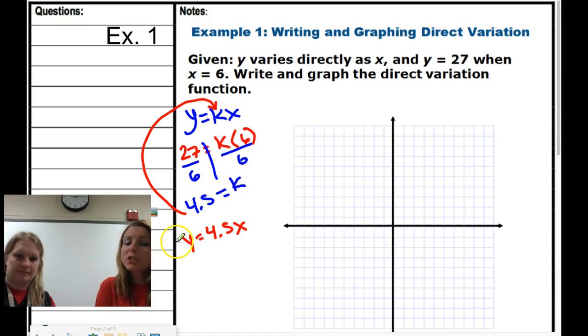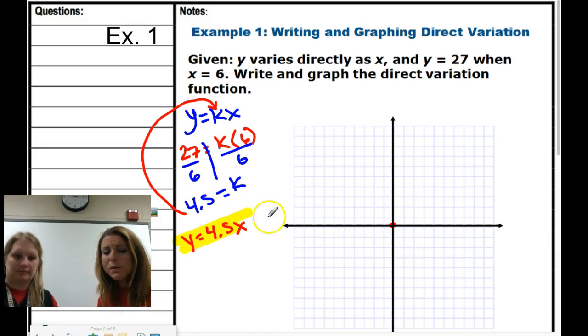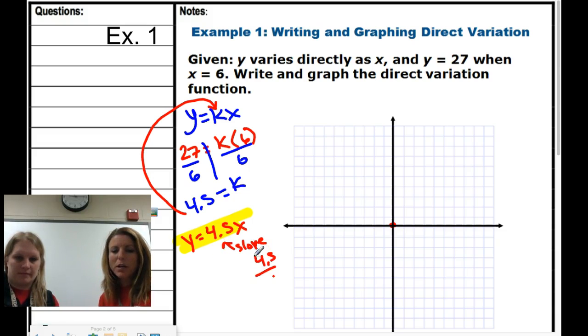Now to graph this, remember what we said. The line is going to go through the origin, so let's start at the origin, the y-intercept. And the slope is going to be 4.5 over 1. So we go up 4.5 and over 1. And we can go down as well: down 4.5 and over 1. There we go.